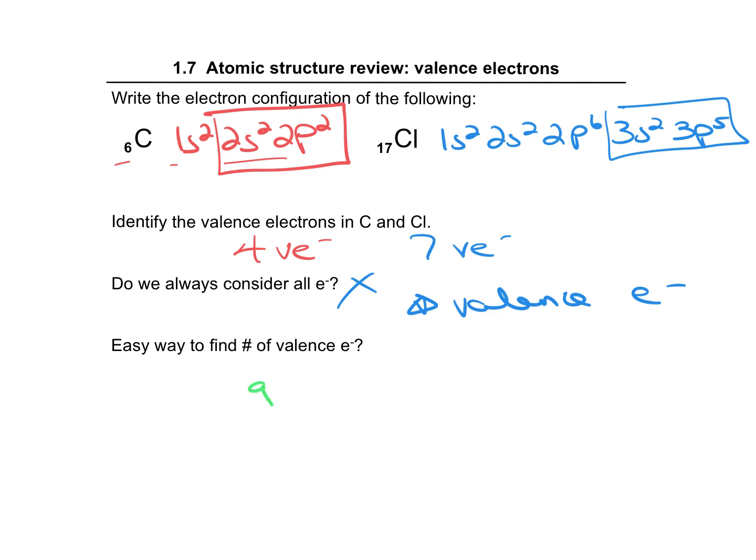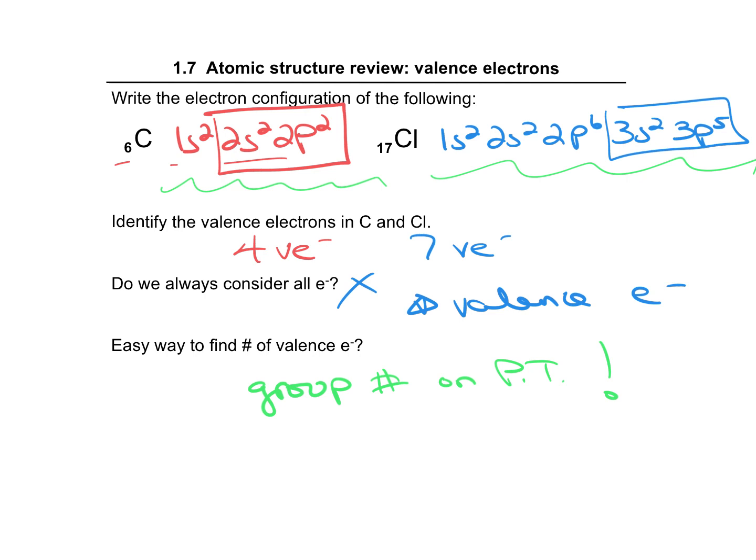Fortunately, the easy way to do it is to look at the group number on the periodic table. So we can easily see how many valence electrons we have, and we don't have to go through the entire electron configuration. It's good to have a little practice to make sure that you still remember how to do it, but we don't have to go through this every time we're thinking about an atom.